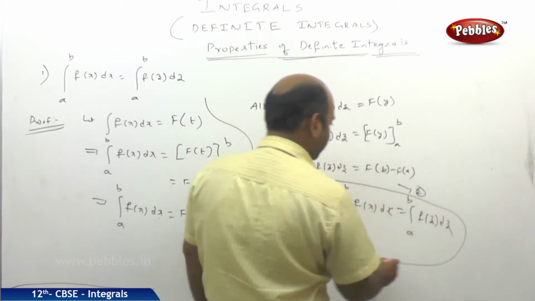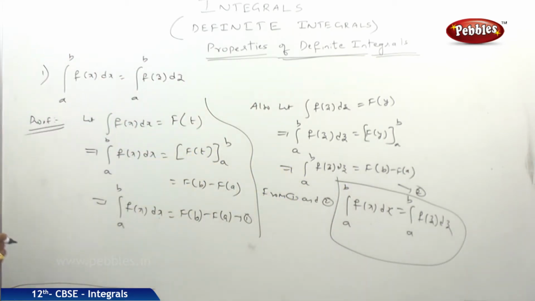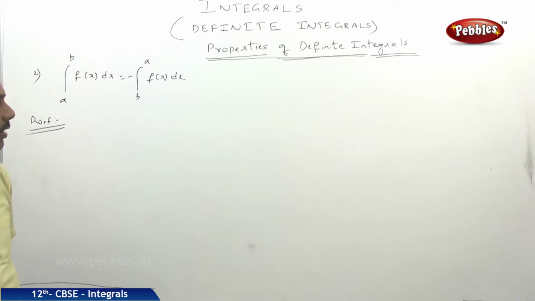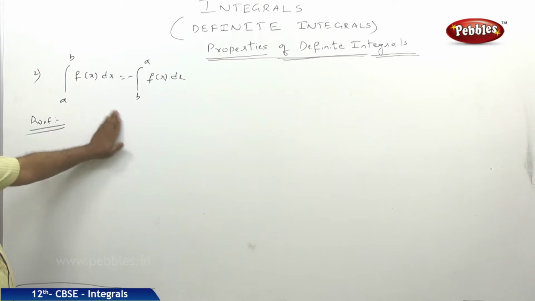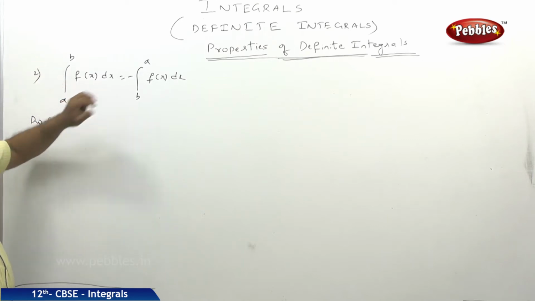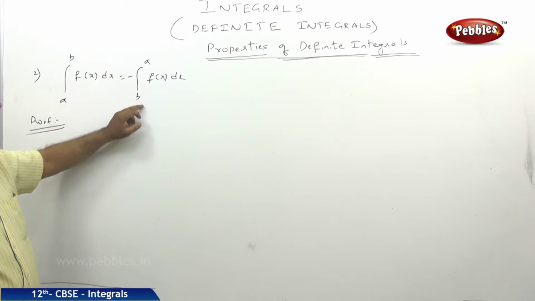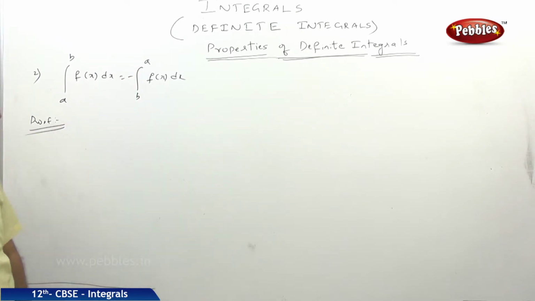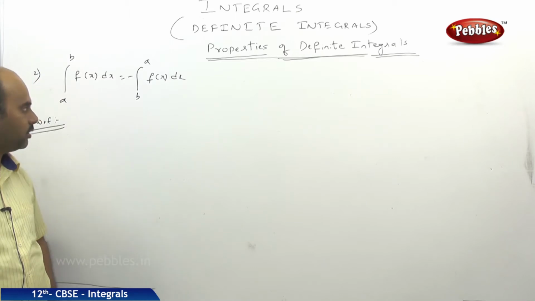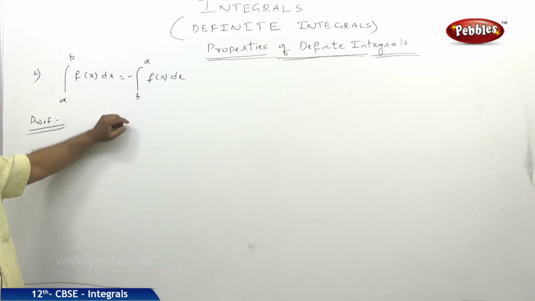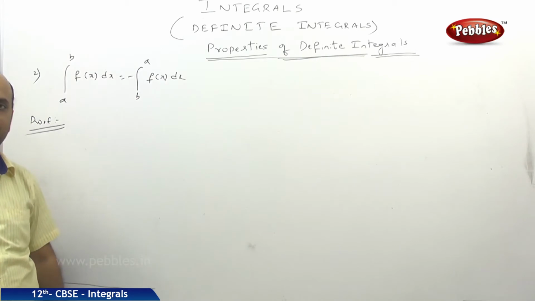So it's an important property, you should remember. Integral of a to b f of x dx is equal to integral of a to b f of z dz. Right? Now we shall go for another property. What this property is telling is, integral a to b f of x dx is equal to minus integral b to a f of x dx. That means whenever lower limit is changed to upper limit and upper limit is changed to lower limit, there comes a sign called minus, minus of integral b to a f of x dx.